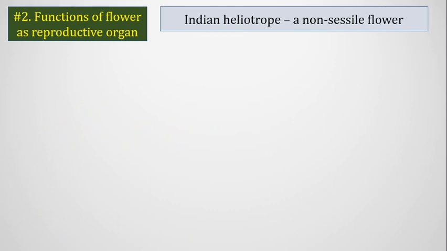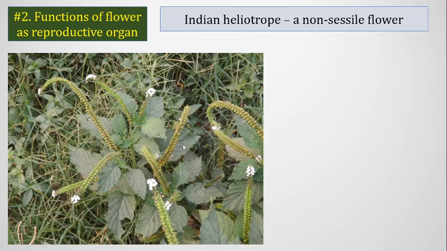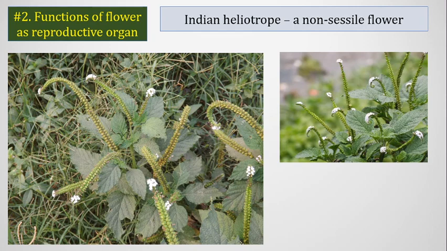Now, as an example of a non-sessile flower, where non-sessile means that it doesn't contain a pedicel. We say that most flowers contain a pedicel. So we are not discussing sessile flowers. But what are the exceptions? What are the non-sessile flowers? Indian heliotrope. It is a kind of weed plant present along the roads or in jungles. So this flower is called Indian heliotrope.